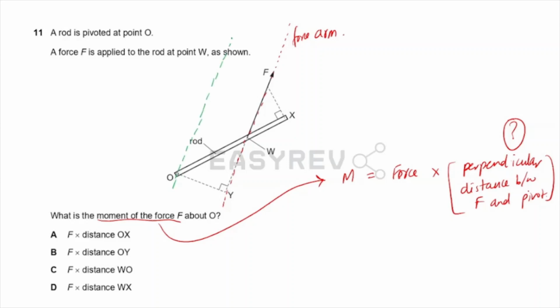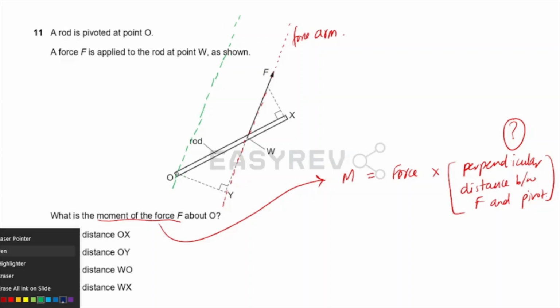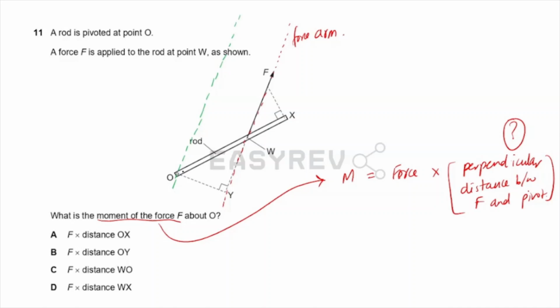Now it's just a matter of locating that special perpendicular distance between the pivot and the force arm. And we locate that to be the line or the distance OY. The best option that matches this is B. On to the next one.